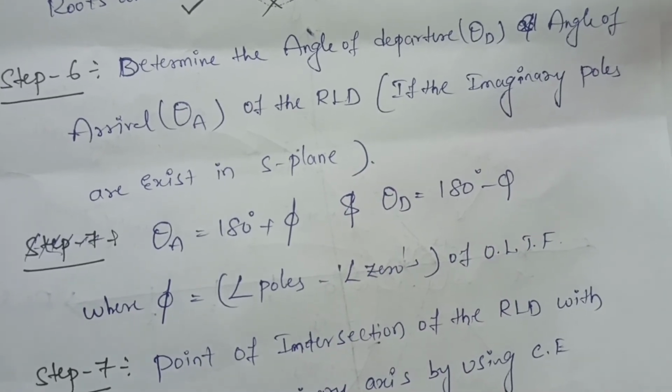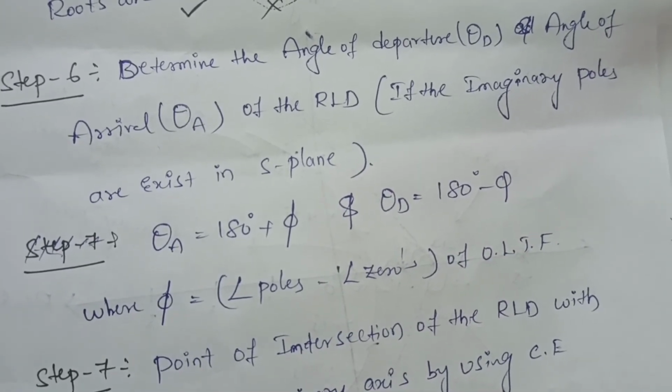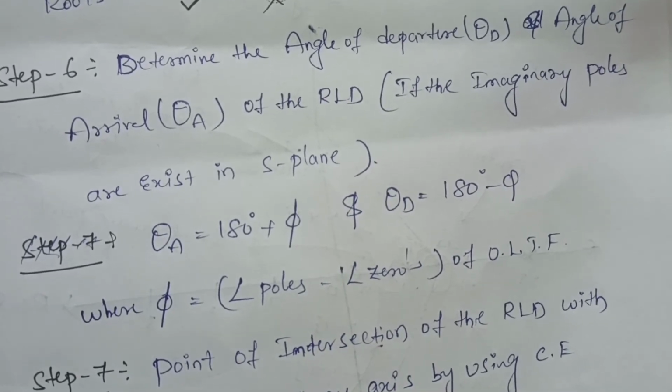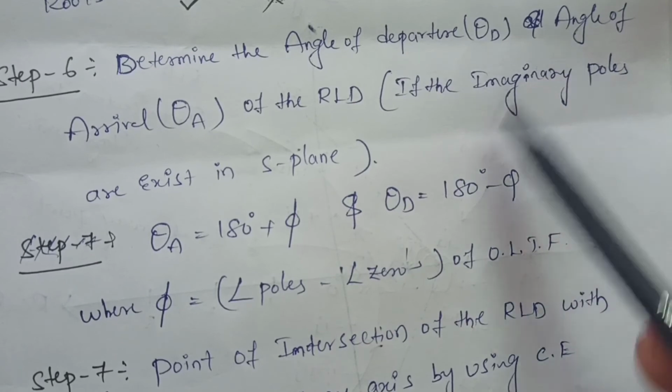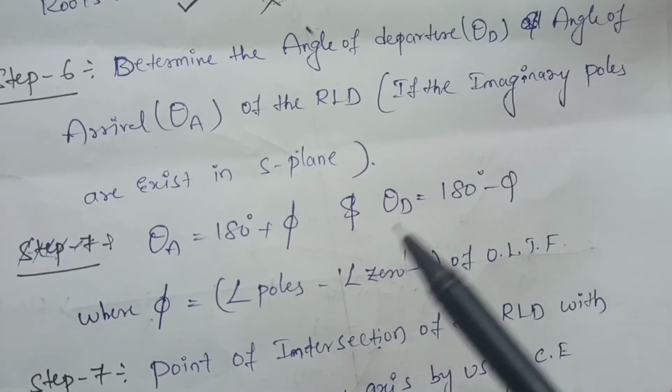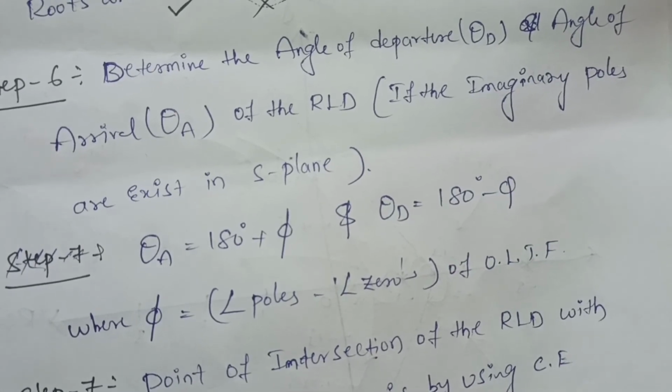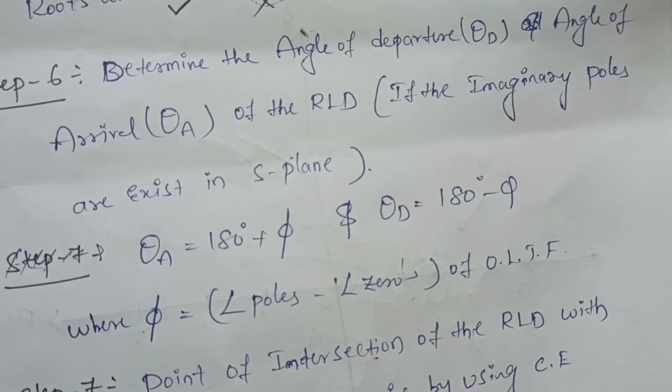But in this given problem, we don't have any imaginary roots. We already have some finite roots, that is 0, minus 1 and minus 3. We simply need to neglect this step from this problem, because there are no imaginary roots in our open loop transfer function.